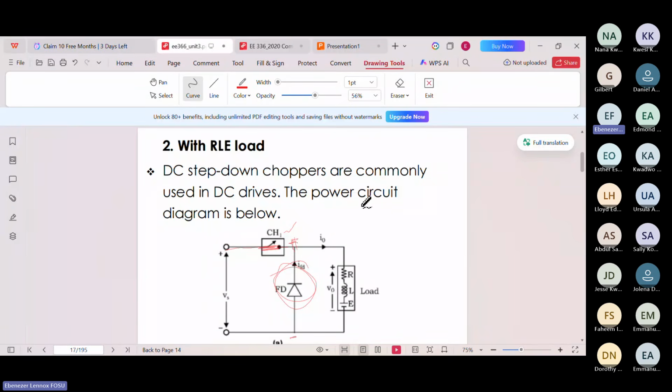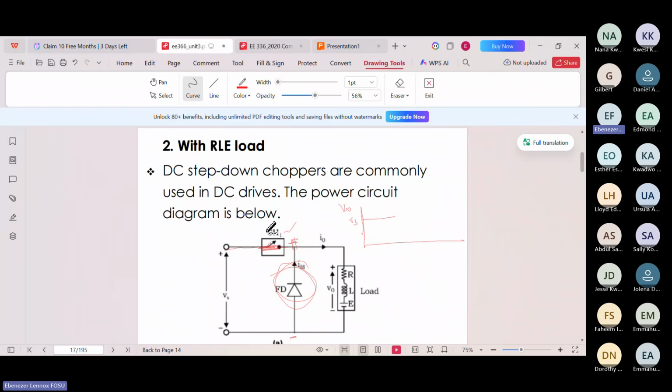So let me just do that now. Let's first of all look at V naught. We see that V naught will be equal to what? Vs, right? So V naught will be equal to Vs during the time that the switch is on. So when you turn off the switch, you realize that it will open. So when it opens, what happens?